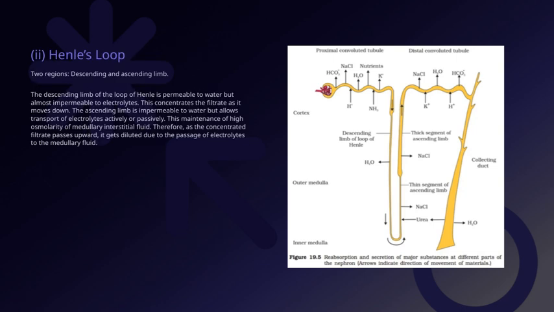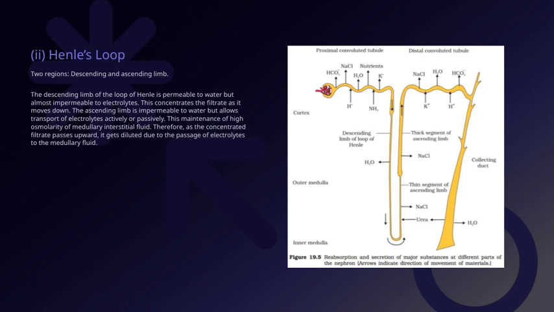Now let's look at the two key regions of Henle's loop, the descending and ascending limbs. The descending limb is special because it's permeable to water, but almost completely impermeable to electrolytes. As the filtrate moves down this limb, water exits into the surrounding medullary interstitium, which helps concentrate the filtrate. On the other hand, the ascending limb is quite the opposite. It's impermeable to water, so no water leaves here, but it actively or passively transports electrolytes out of the tubule.